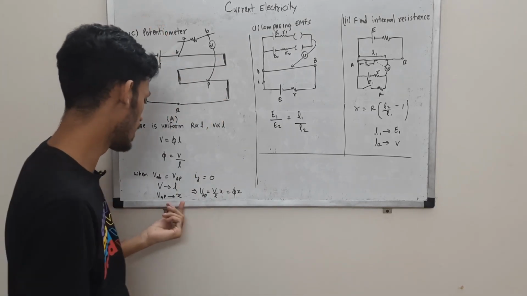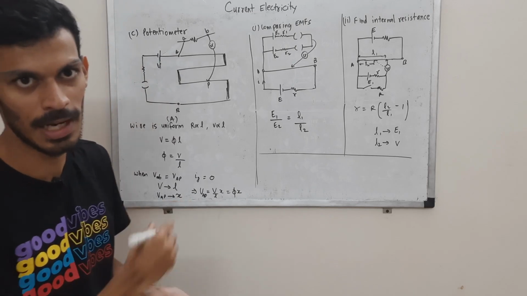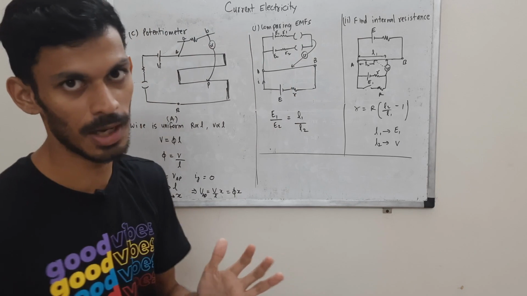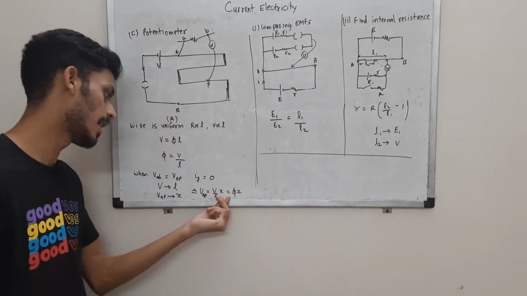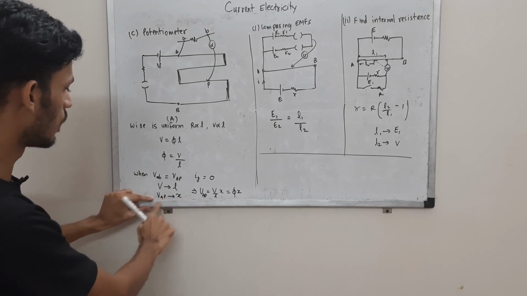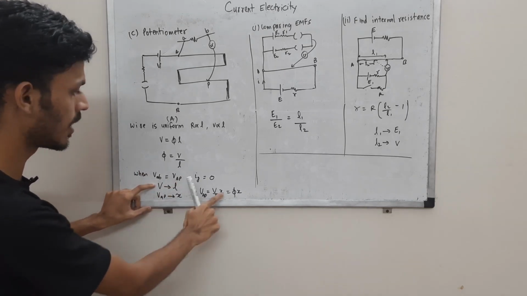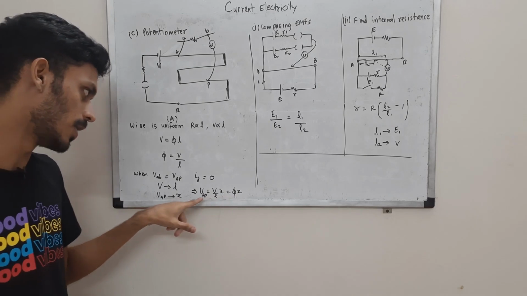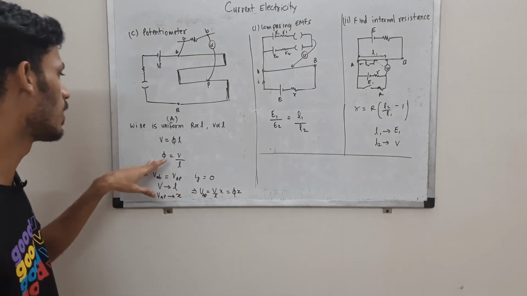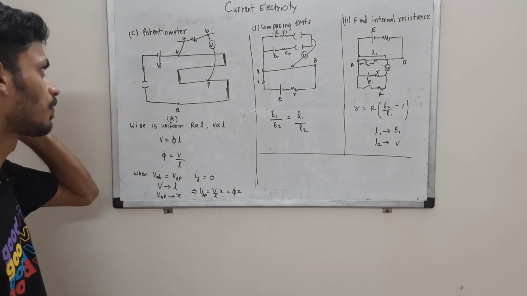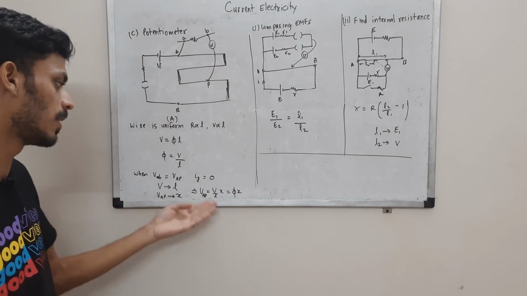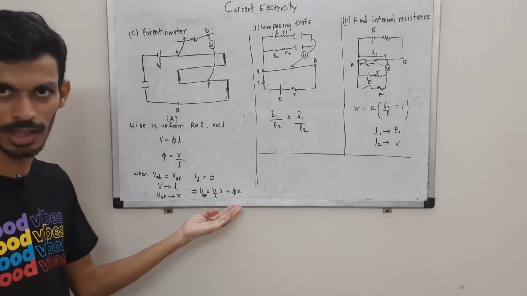You will find this X experimentally. You will slide your jockey over this wire until the deflection becomes 0. So you can find VAP. VAP will be V by L times X, which means VAP is phi times X. First of all, you will be given V and the length of the potentiometer, so with V by L, that way you can find phi.